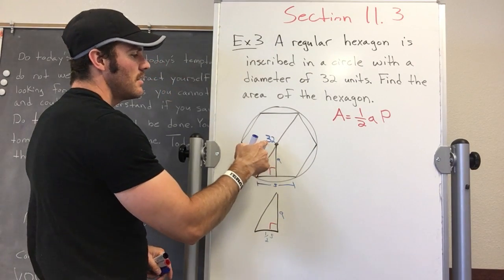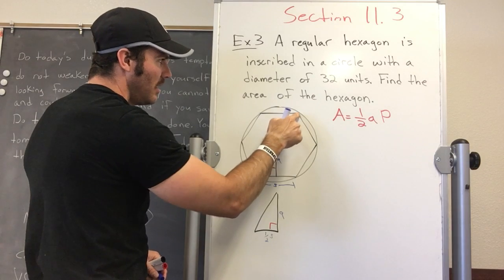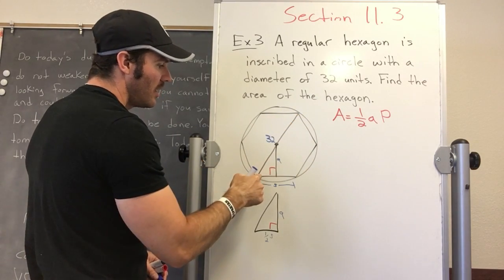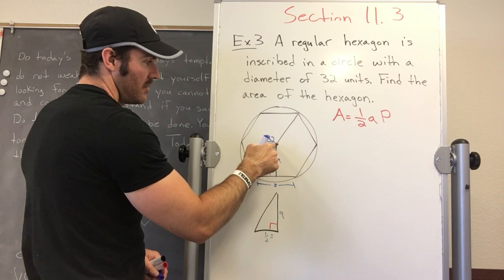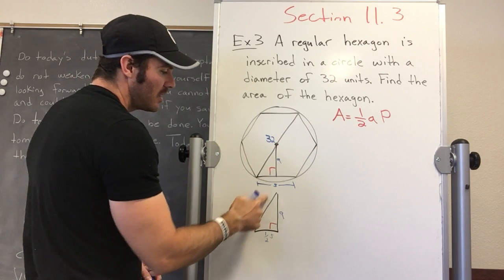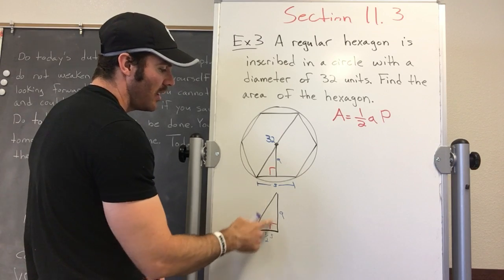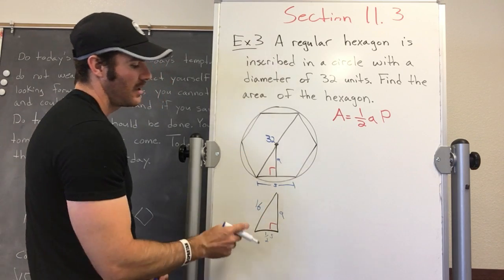Now this says the diameter is 32 units. From here to here is 32. And this is the very center of the polygon. So that's the half point. So we know what this length is of this triangle. The hypotenuse is half of 32, which is just 16.